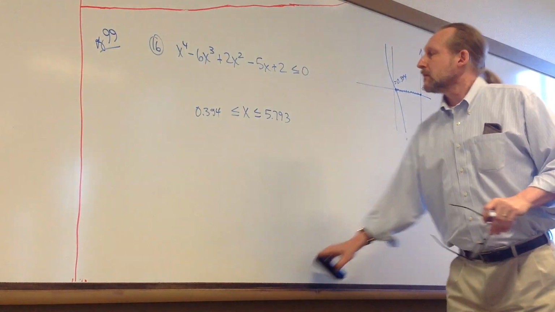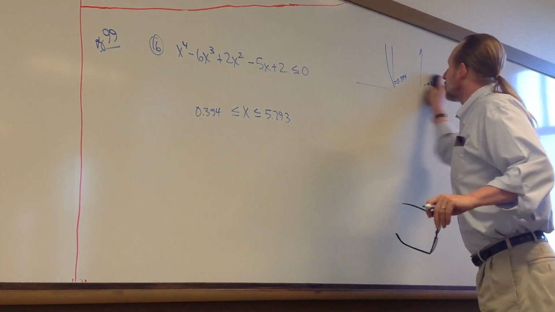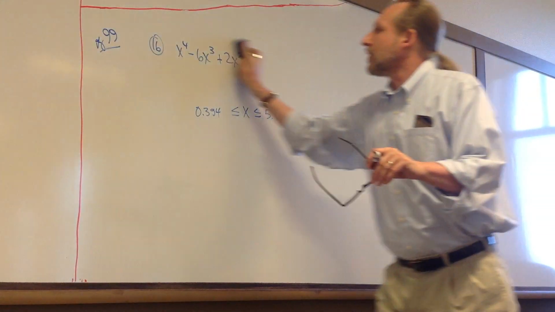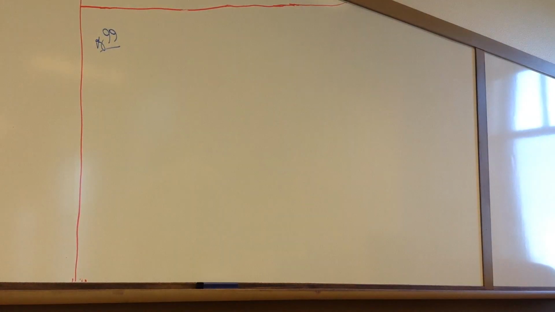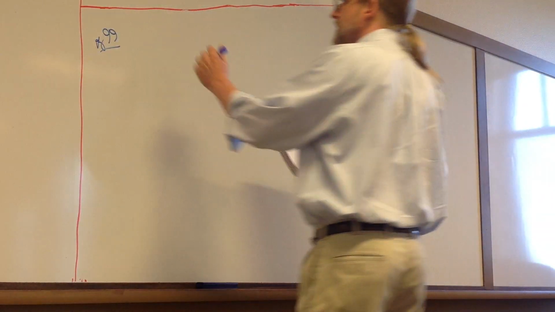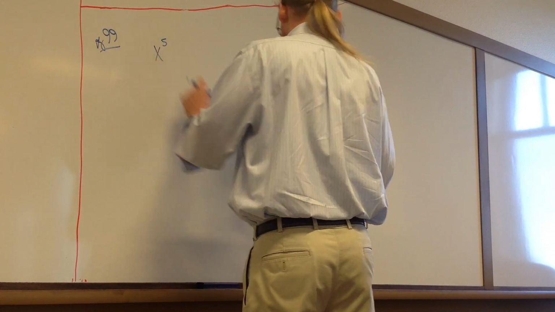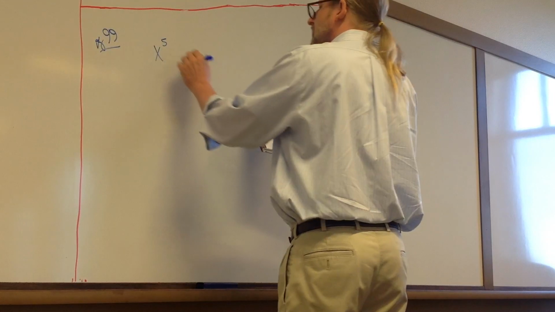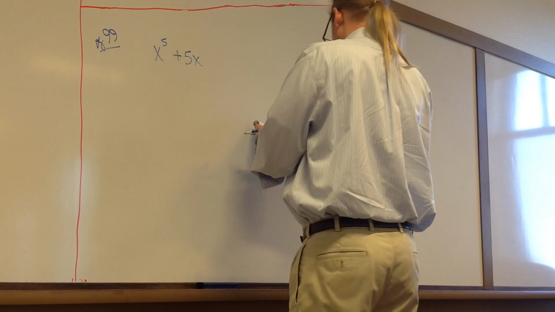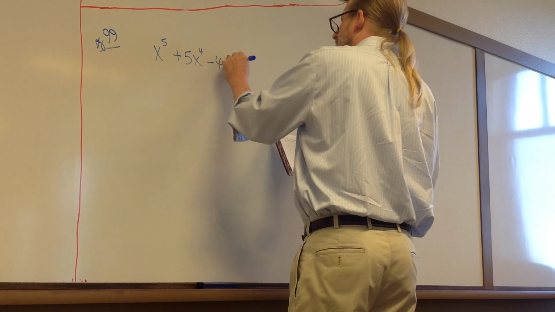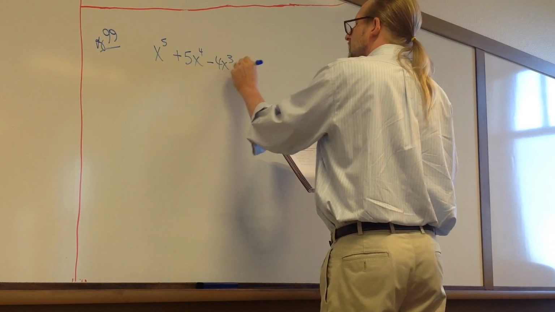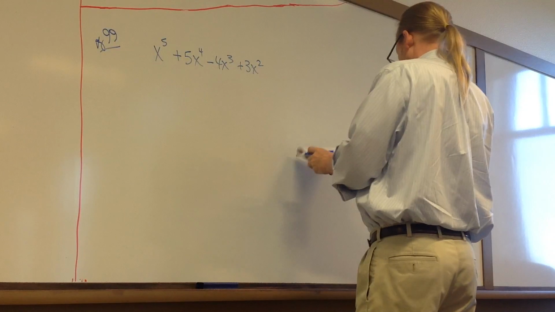Okay. Well, let's look at the last one in this section, problem 18. This one is a 5th degree equation. This will behave more like one of those cubics than it does like the parabolas or 4th degree equations. So let's get this graphed and then we'll see what it looks like.